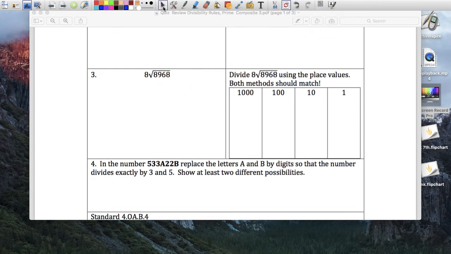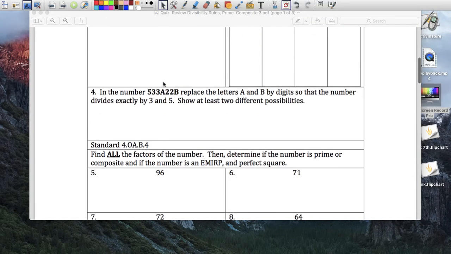Number 4, we have a big number here, and I'll write it here. 5, 3, 3, blank, 2, 2, blank. So I need to fill in this spot and this spot with 2 numbers so that it divides by 3 and divides by 5. One thing I know is if it's going to be divisible by 3, I've got to add all these digits, including the ones I haven't put in there yet. It has to be divisible by 3, and the last digit can be a 0 or 5.